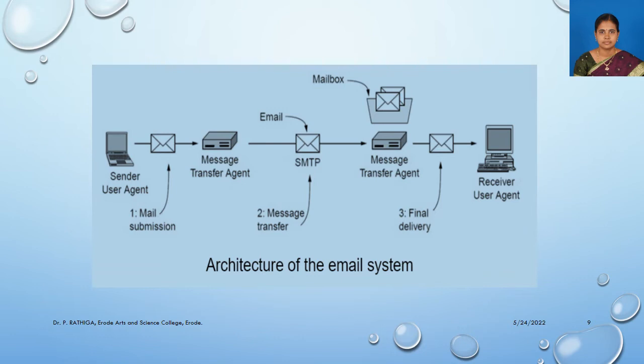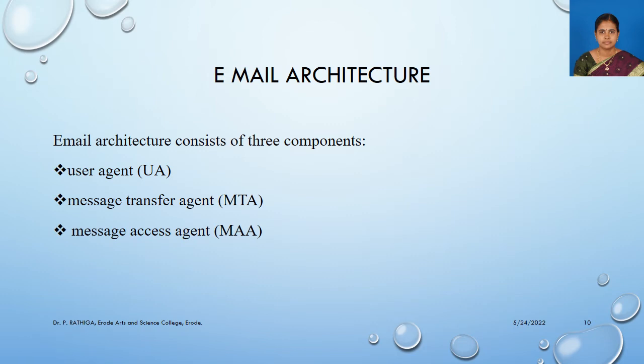Email architecture consists of three components. One is user agent, UA. Second is message transfer agent, MTA. Third is message access agent, MAA. The UA is normally a program which is used to send and receive mail. Sometimes it is also called a mail reader. It accepts a variety of commands for composing, receiving and replying to messages as well as for manipulation of the mailboxes.